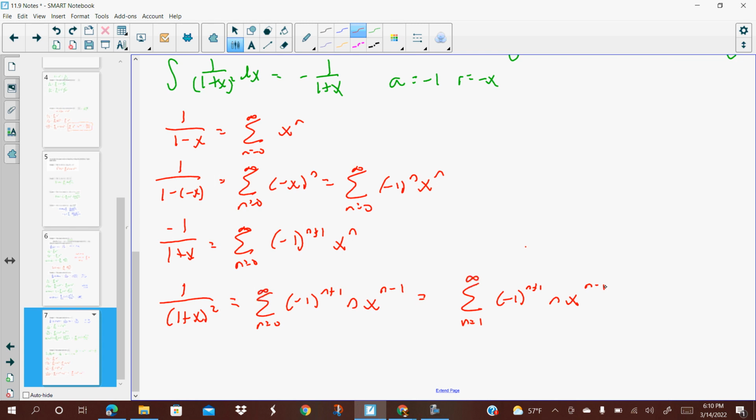All right, that should be good enough to get us going. Again, remember the idea is that we are building power series representations. We're making polynomials out of things which are currently not polynomials. That's what we're doing.